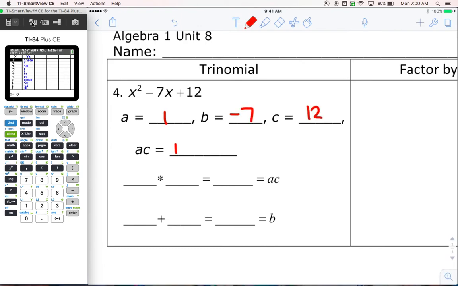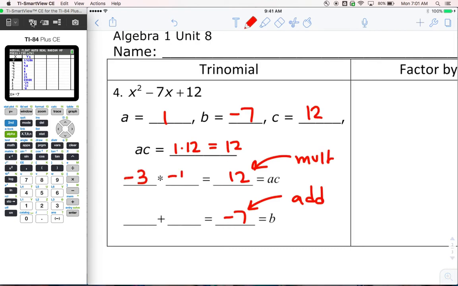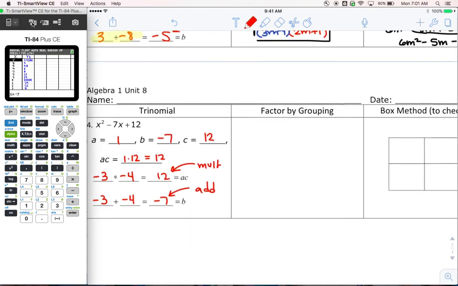So A times C, 1 times 12 is just 12. So I need numbers that multiply to 12, but add up to B, which is -7. All right, 12 and -7. I'm just going to go ahead and do this one. In this case, it's going to be a -3 and a -4, right? Still multiply to a +12. When I add -3 plus -4, I get -7. I just didn't use my calculator this time to save a couple seconds.